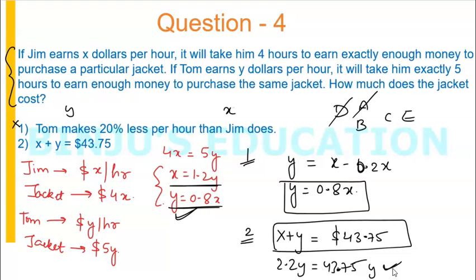Do we need statement number 1 for that? No, we don't need that, because the relationship between x and y is already given to us in the question itself, which means our answer is simply option number B, or statement number 2 alone is sufficient to answer the question.